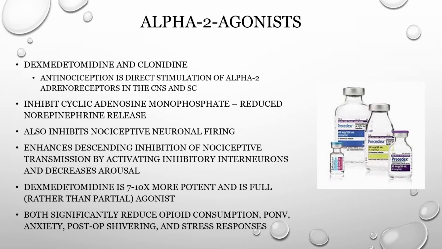At the cellular level, alpha-2 agonists inhibit cyclic adenosine monophosphate, which reduces potassium efflux and calcium influx, causing a hyperpolarized state of the adrenergic neurons. When hyperpolarization occurs, there is a reduced norepinephrine release, which is postulated to be the mechanism of hypnosis and sedation. Direct stimulation of alpha-2 receptors also inhibits nociceptive neuronal firing, thereby reducing the release of substance P, a key excitatory neuropeptide responsible for painful responses. It enhances descending inhibition of nociceptive transmission by activating inhibitory interneurons that synapse onto projection neurons in the dorsal horn of the spinal cord.